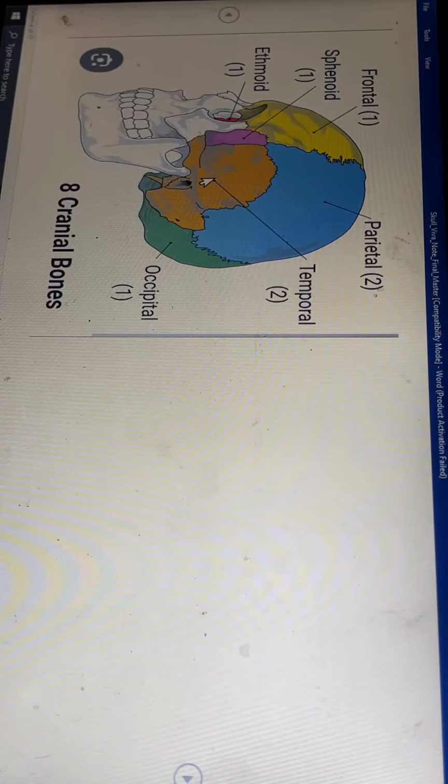Then I will advise you can list the facial bones. We have the mandible, we have the maxilla, we have the palatine bones, we have the vomer, we have the inferior nasal concha, we have the lacrimal bones. These are the facial bones. I will make a detailed class on that.